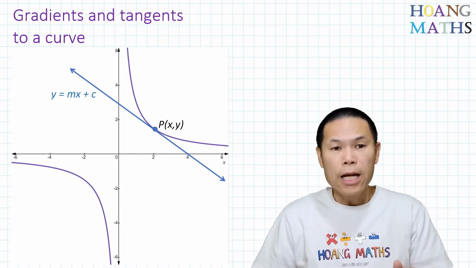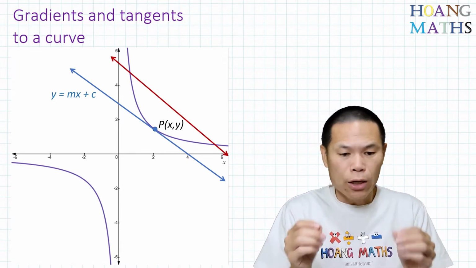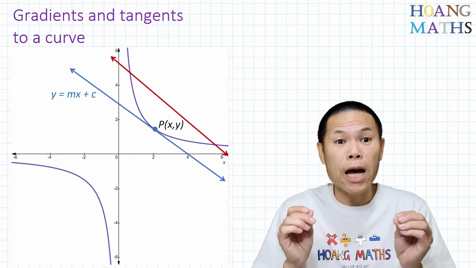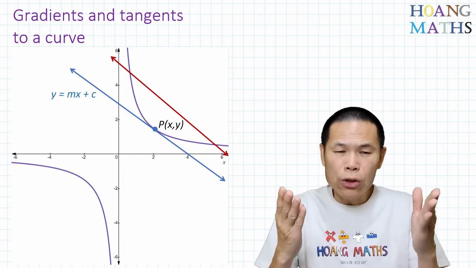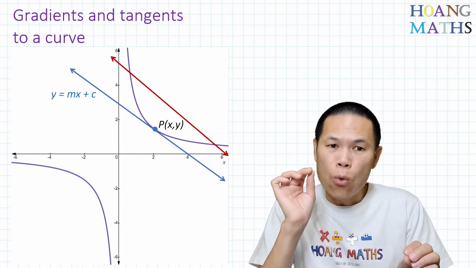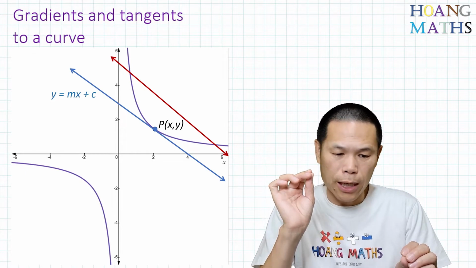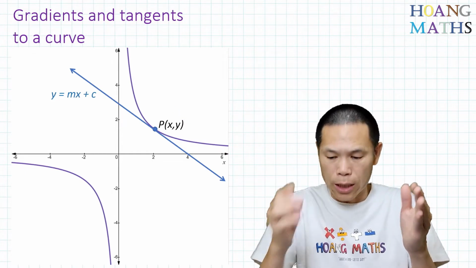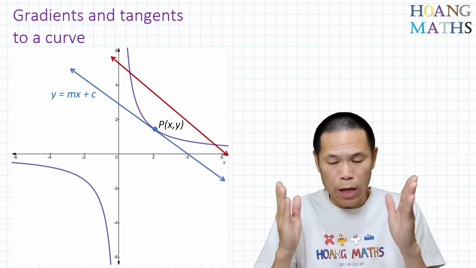If we have a line that cuts through the curve twice, remember that this will not be a tangent to the curve. A tangent to the curve only touches the curve once, okay? Just remember that for me. So this will be the tangent, and this is not a tangent, so keep that in mind.